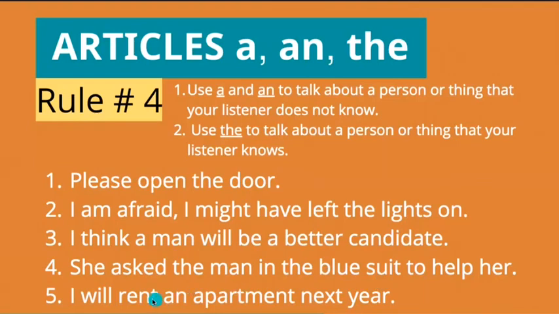Okay, so number 5, I will rent an apartment next year. So why did you use an? Because you are not certain which apartment yet. So you are not talking about a specific apartment. Yeah. So the person that you're talking with might not know about it as well. So that is why you use an in this sentence. All right, so that's rule number 4.